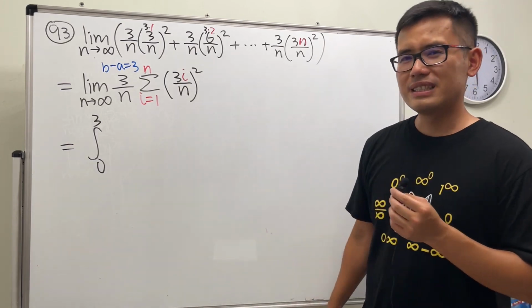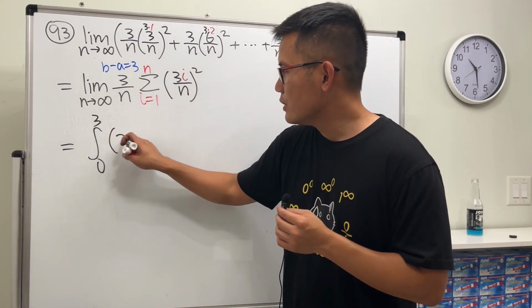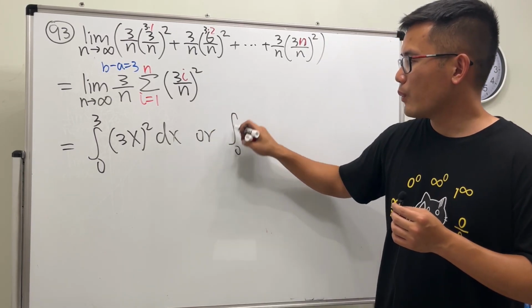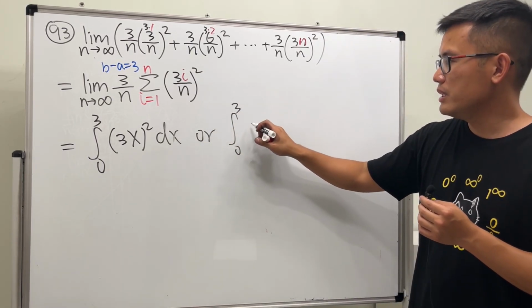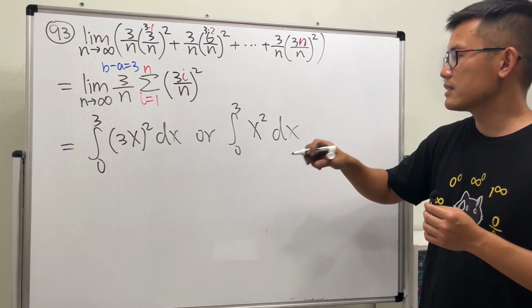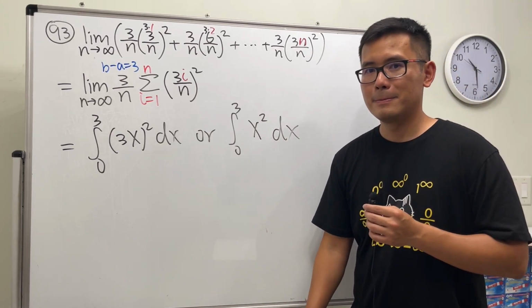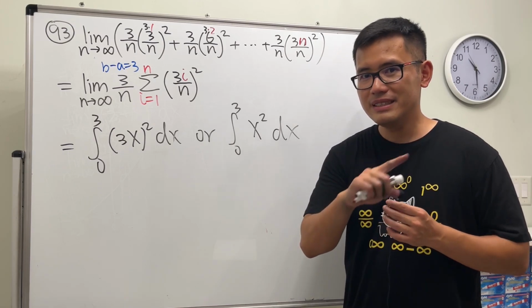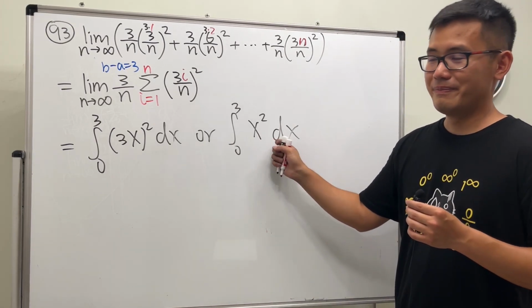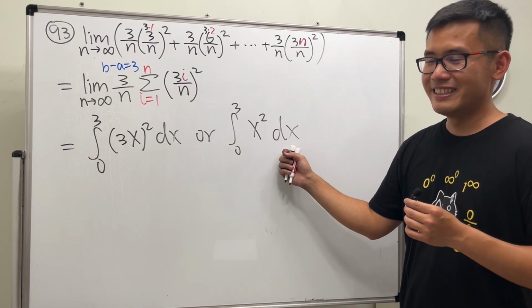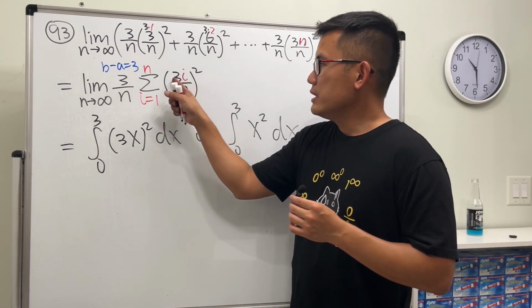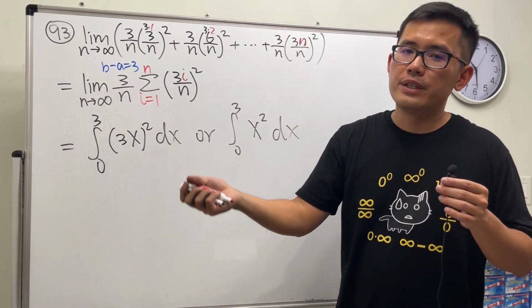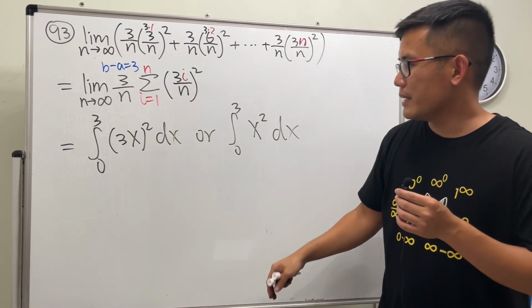We have a 3 right here that's bothering us. Is the function 3x squared? Or are we having just like 0 to 3, x squared dx? Which one? The answer is this right here. Not that, this right here. Why? Because the reason that we have a 3 right here is because the whole thing is 3 and we cut it into n pieces. So that's why.